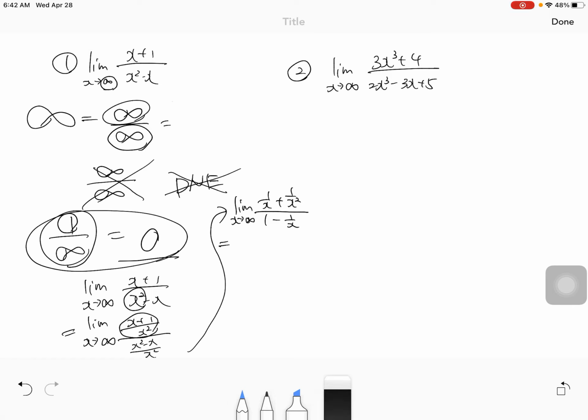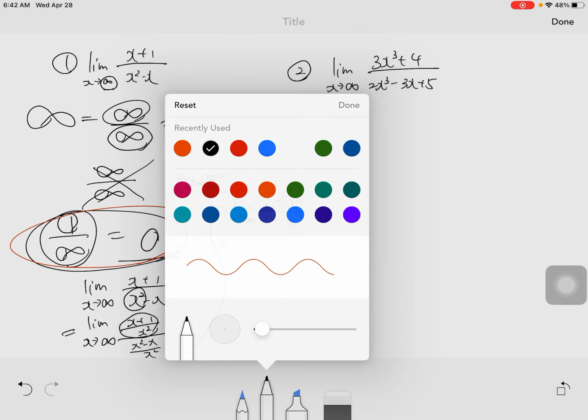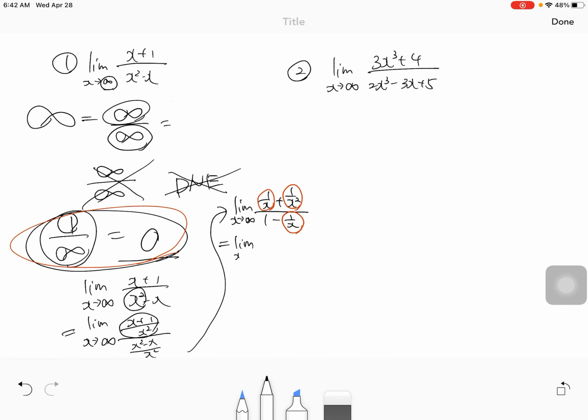So actually, the limits of this one, this one and this one are going to be 0 because of this definition. So actually, it's going to be 0 plus 0 over 1 minus 0, which is 0 over 1. Then you can calculate it as 0.